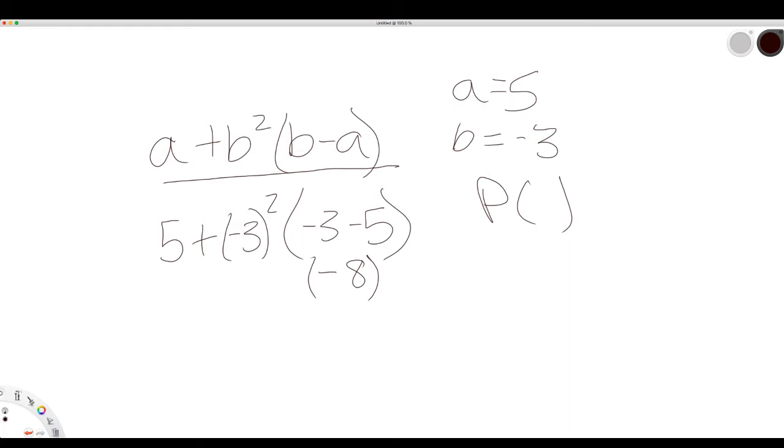What's next? Exponents. So right here we have an exponent. Negative 3 squared, let me put it right over here if I can. Negative 3 times negative 3. Well, negative times a negative makes a positive. 3 times 3 equals 9. So right here we have 9.